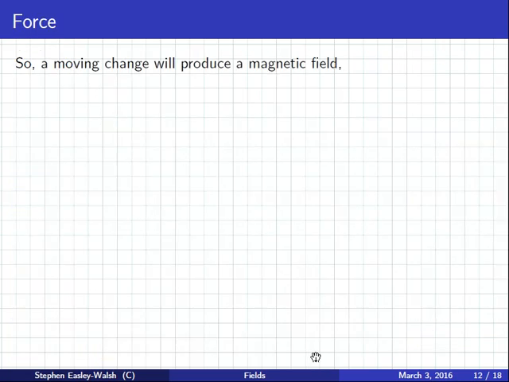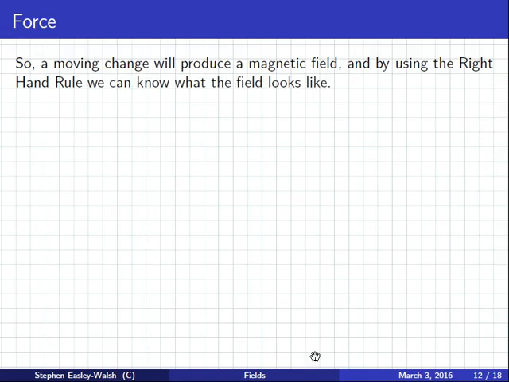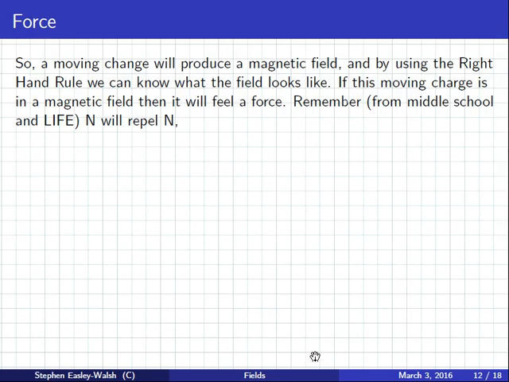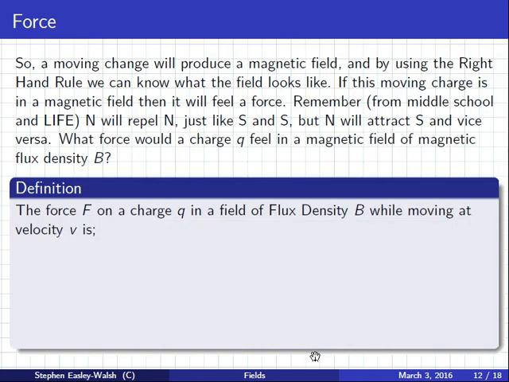So a moving charge will produce a magnetic field. And by using the right-hand rule, we can know what the field looks like. If the moving charge is in a magnetic field, then it'll feel a force. You know this from life. If you have 2 magnets and they push against each other, you can feel it. North will repel north, and S will repel S, but N and S will attract.